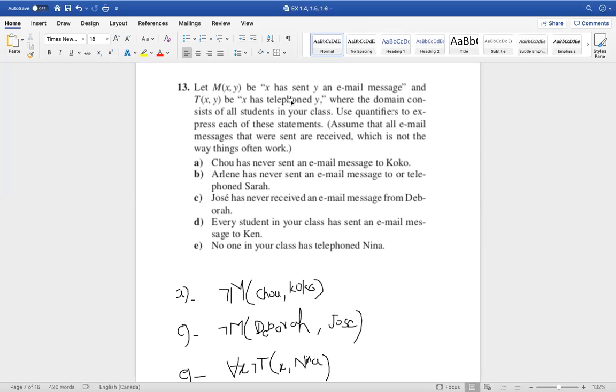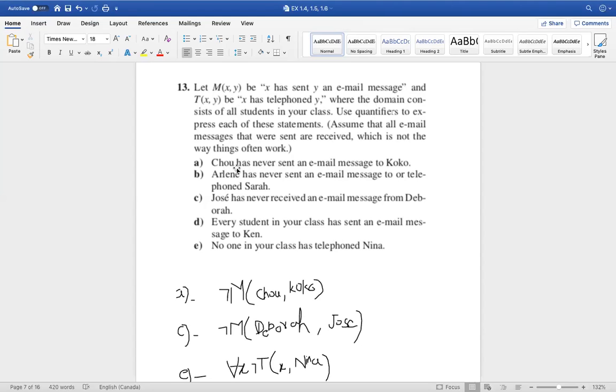Okay, so here we have function M(x, y), which basically represents that x has sent y an email message, and then we have another function which represents x has telephoned y, and then we are told the domain consists of all students in your class. So we know the domain for x and y is all students in your class. Here we have to use quantifiers to express these English statements as quantification statements.